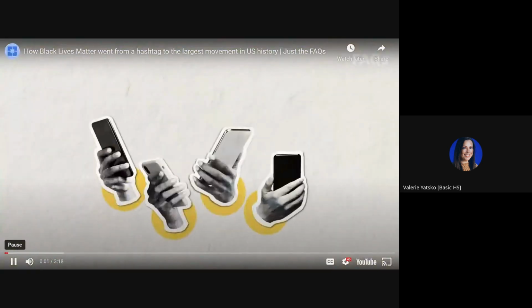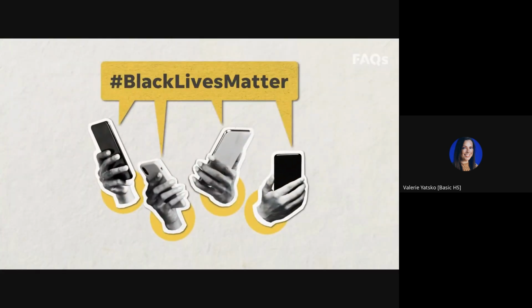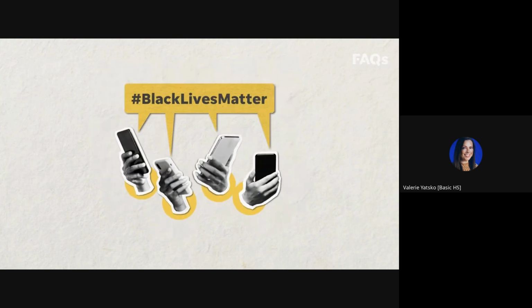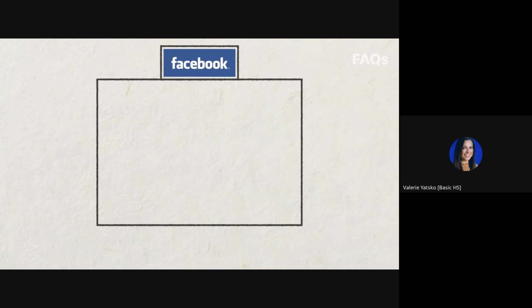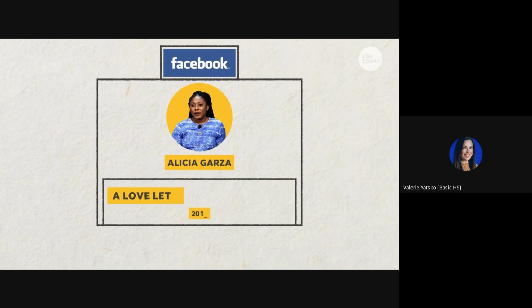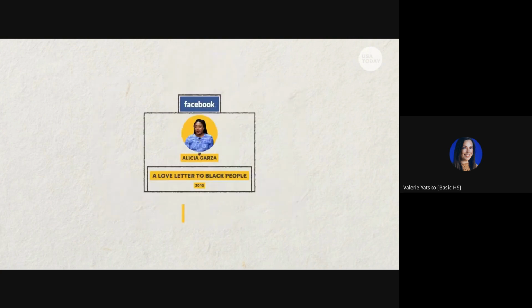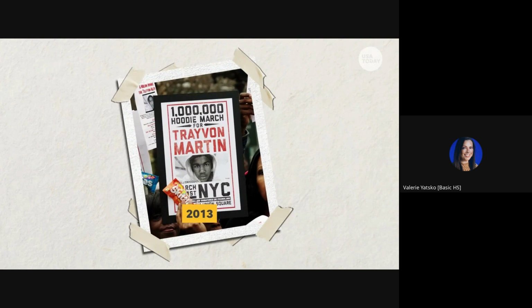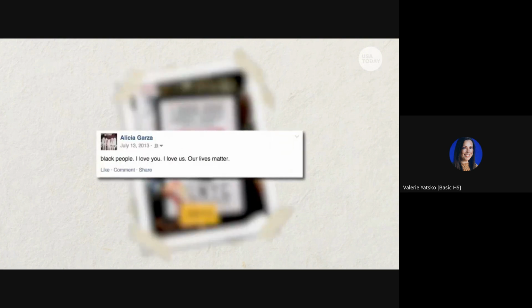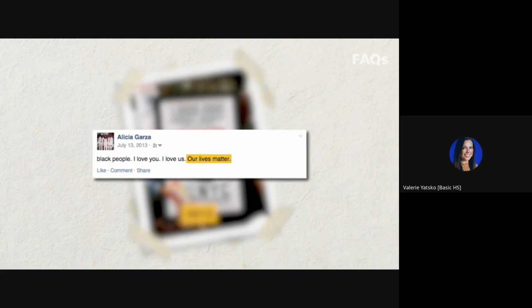What started as a hashtag in 2013 went from trending on social media to becoming one of the largest movements in American history. Black Lives Matter started with a Facebook post by one of its founders, Alicia Garza. Her post, entitled "A Love Letter to Black People," was a dedication to the Black community after the acquittal of George Zimmerman in the killing of 17-year-old Trayvon Martin. She ended with the words, "Black people, I love you, I love us, our lives matter."